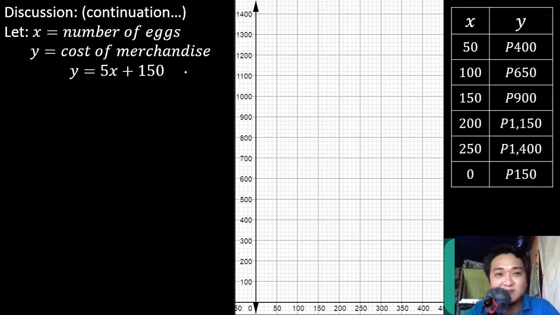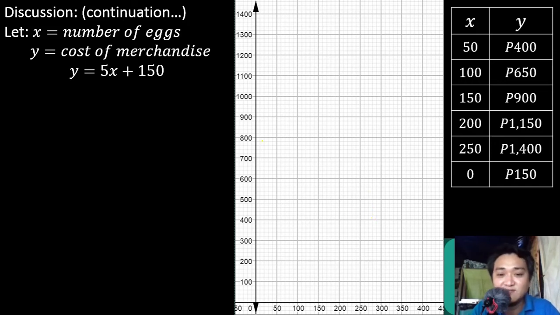So kung sa GeoGebra tayo mag-graph, input lang natin ito, y is equivalent to 5x plus 150. Lalabas agad yung graph niya. Para dun sa mga hindi pa gaanong bihasa sa pag-graph, susundin lang natin yung ating ordered pair, the XY ordered pair, at ipa-plot natin siya sa graph. Tapos gagawan lang naman natin ng scale ang x and y axis.